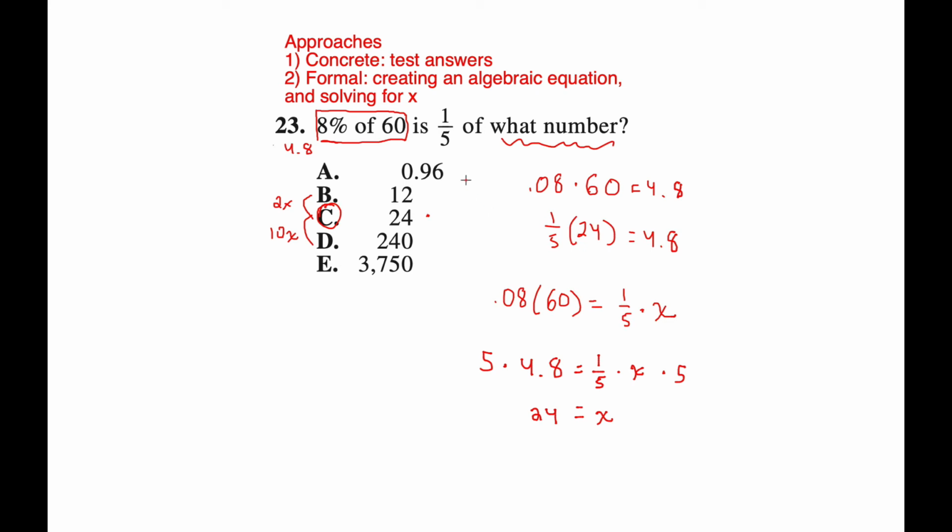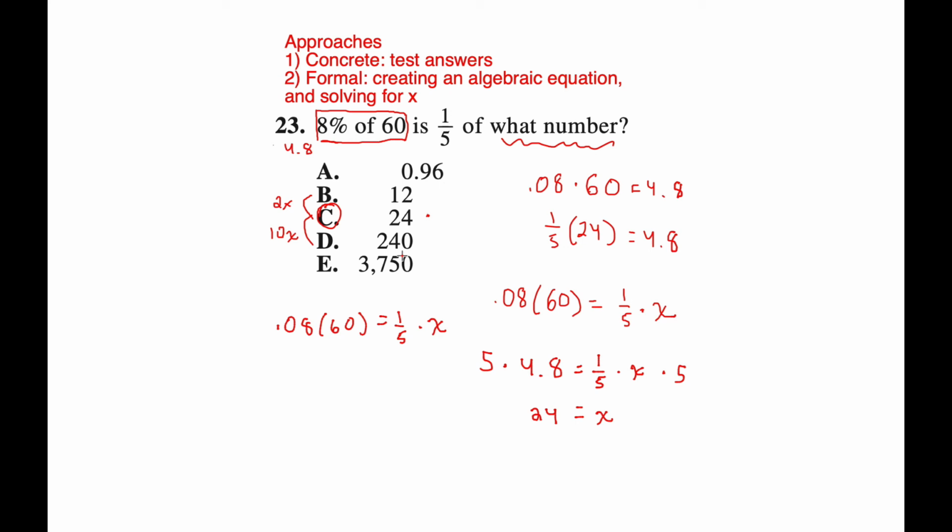Let's take a look now at a few of these wrong answers. These wrong answers mainly reflect mistakes in solving it the formal way. For example, answer choice A of 0.96 could reflect getting the initial equation set up correctly: 0.08 times 60 is equal to 1 over 5 times x. But then instead of multiplying by 5 on both sides, if we had divided by 5 on both sides, that would lead to 0.96. As far as answer choice B of 12, I'm not sure what that was anticipating.